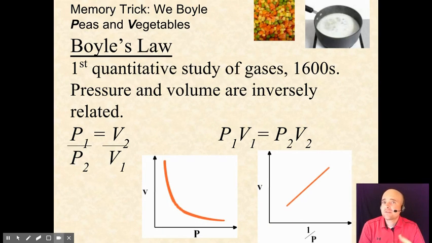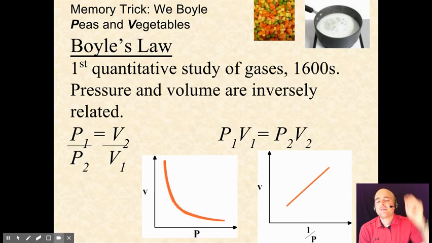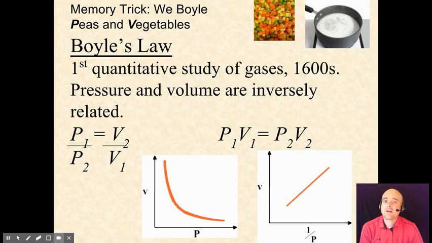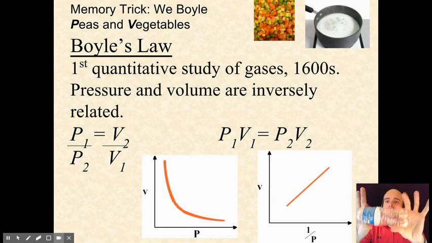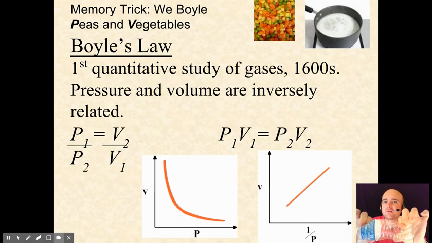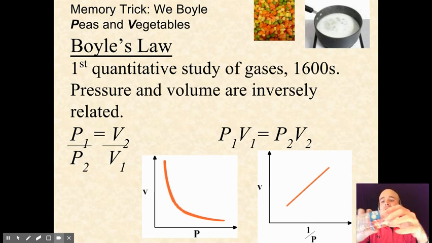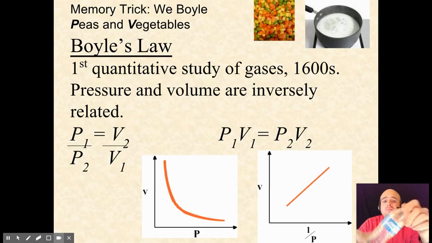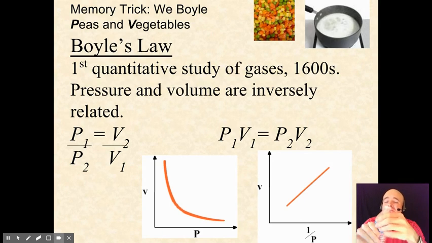So the first one is going to be Boyle's law, and that's pressure and volume related to each other in an inverse way. As pressure goes down, the volume will go up. Or if the volume goes down, the pressure will go up. I can feel the pressure. You see that a lot, especially in a water bottle, as I just showed you. The pressure can build up so much that it pops the cap off. You guys have probably seen that before.